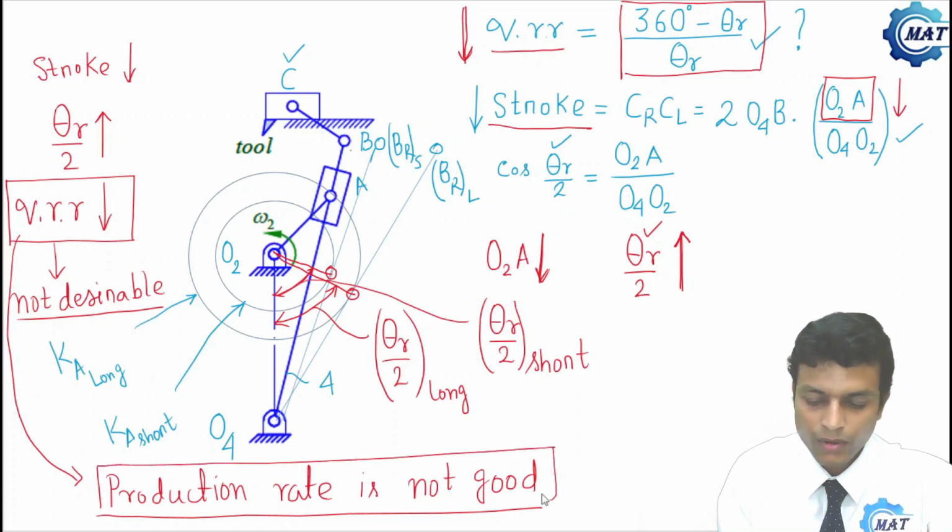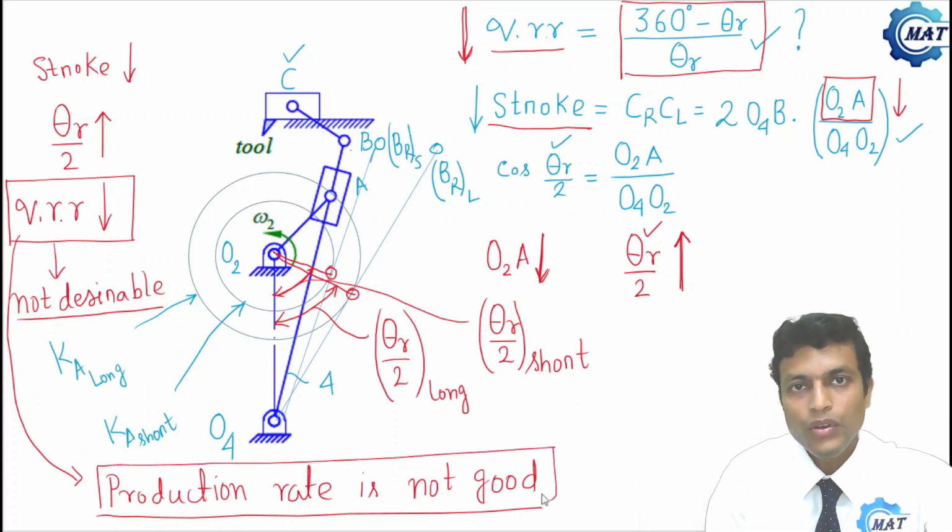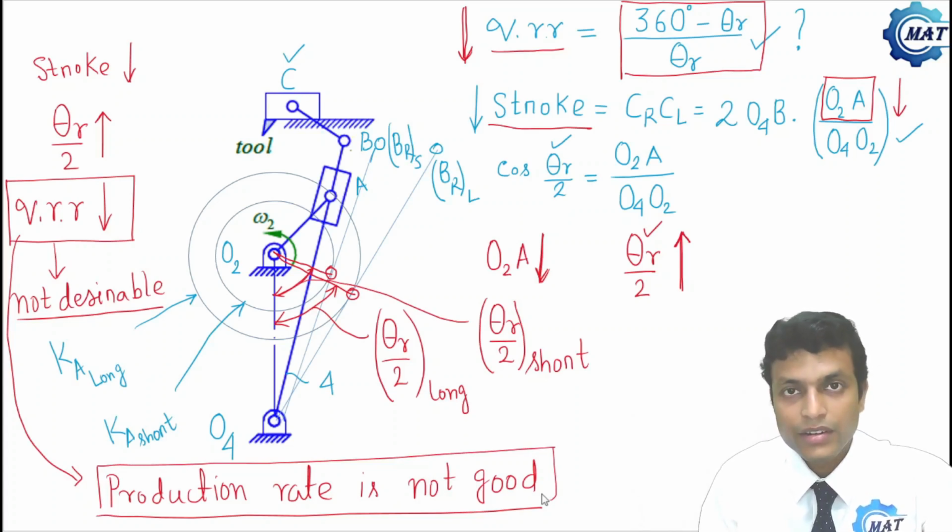So this problem has been addressed, or solved, in the Whitworth quick return mechanism, where the quick return ratio is independent of stroke length, and in the next lecture we will see that in the Whitworth quick return mechanism the quick return ratio is independent of stroke length.